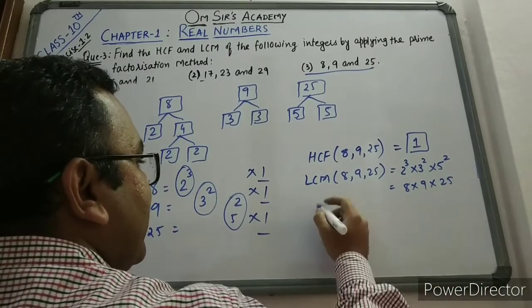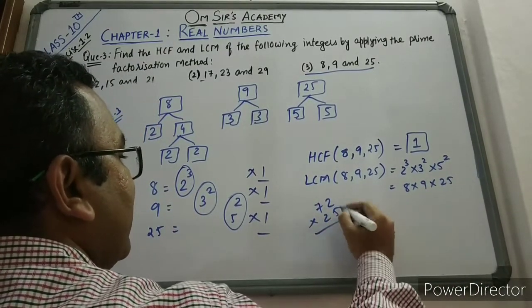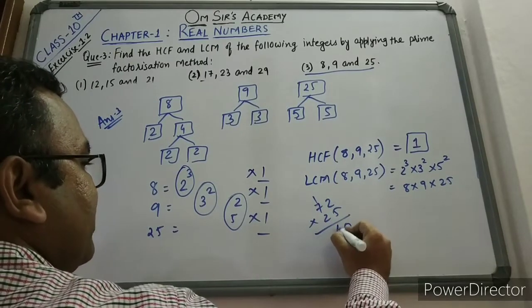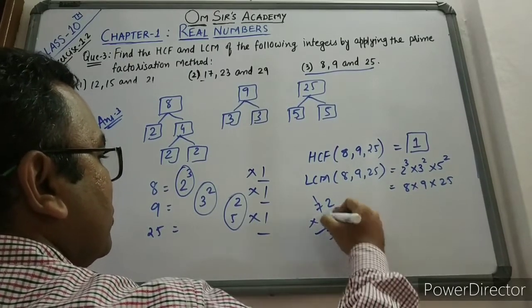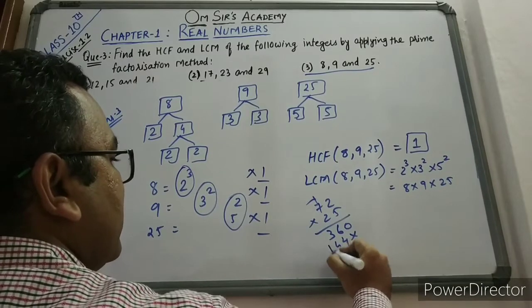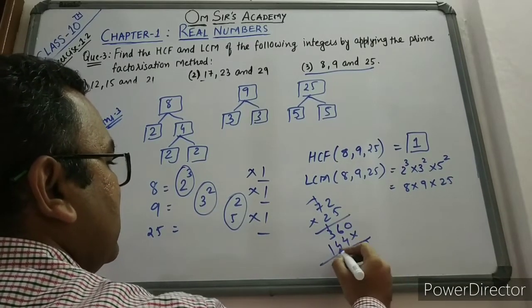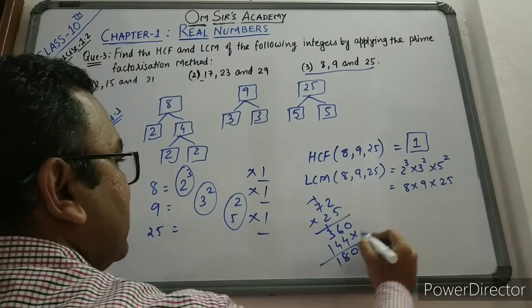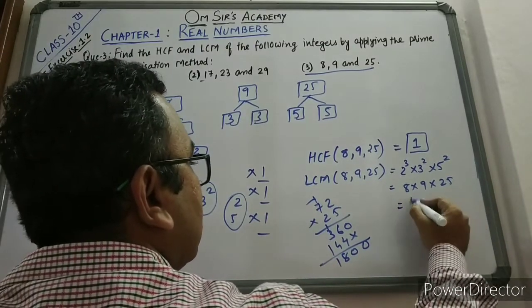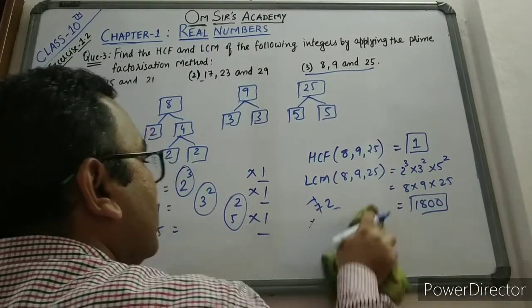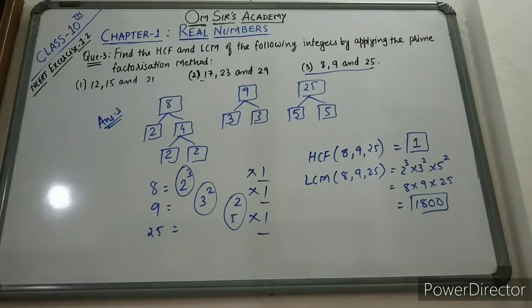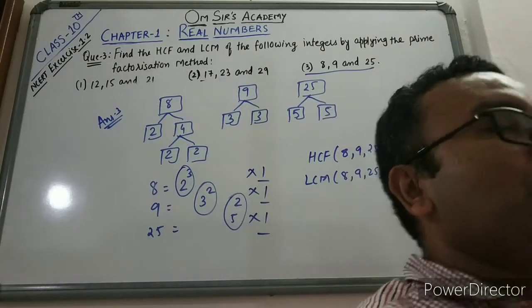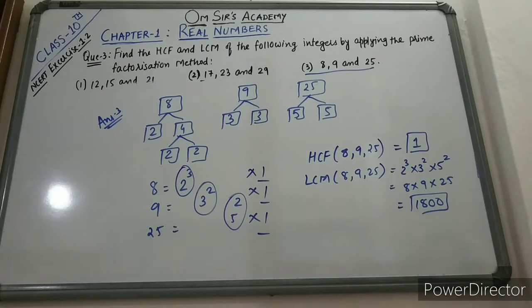Okay, 8 9s are 72. 72 into 25, 5 2s are 10, 5 7s are 35 plus 1 36, 2 2s are 4, 2 7s are 14. So 0, 10, 4 plus 4 is 8. So it will be what? 1800. So this is your answer. Is it clear, friends? So it is very easy. Question 3 was a very easy question. Just we had to find the HCF and LCM by the prime factorization method.